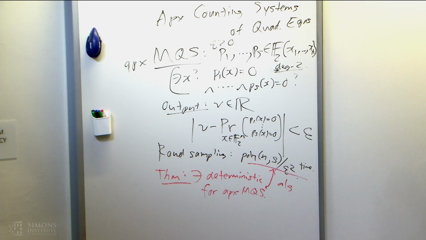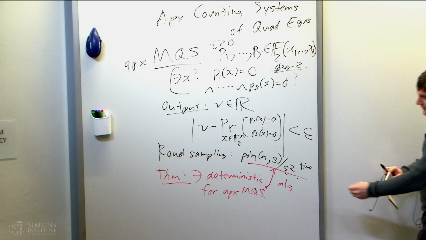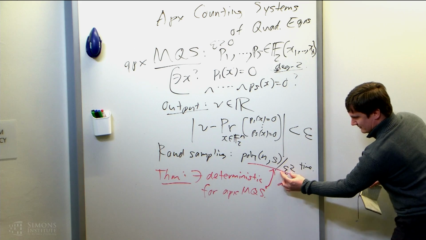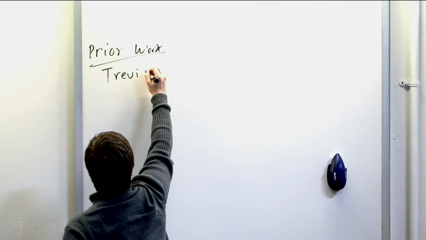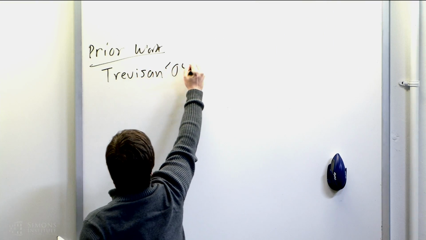Okay, so let me say a bit about the prior work. Just to put this in context, the interesting thing here is that the dependence on epsilon is just 1 over epsilon squared. Okay, so this is the best prior work I know of. Perhaps you know some more, and I'd be delighted to hear about it.